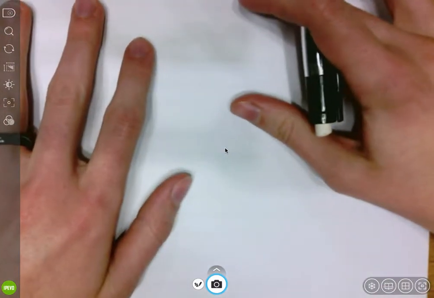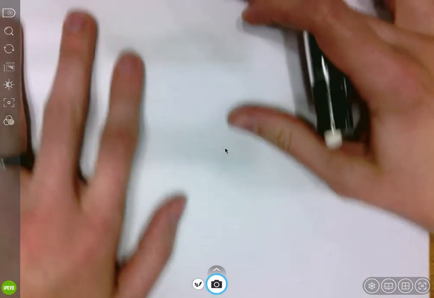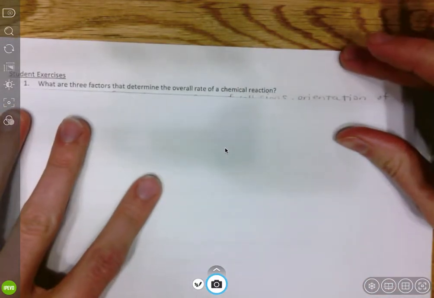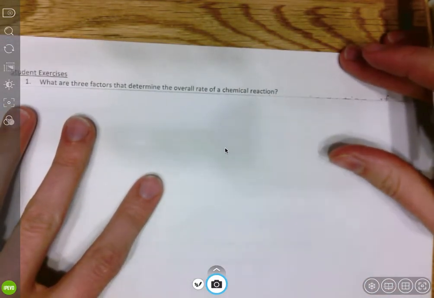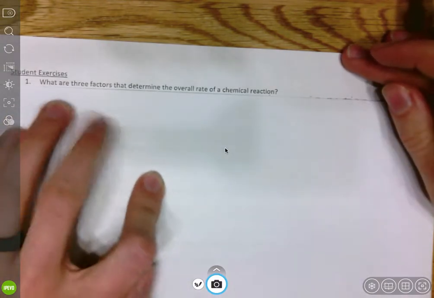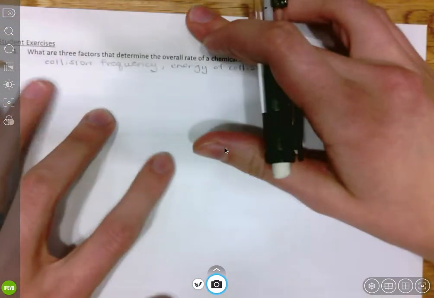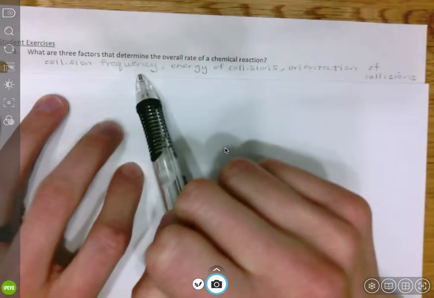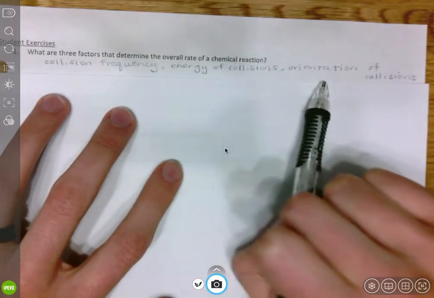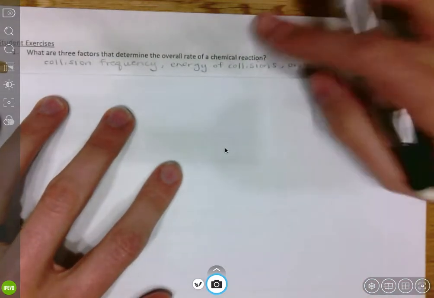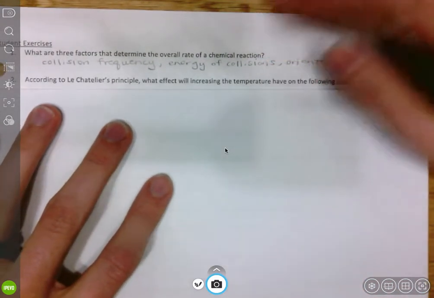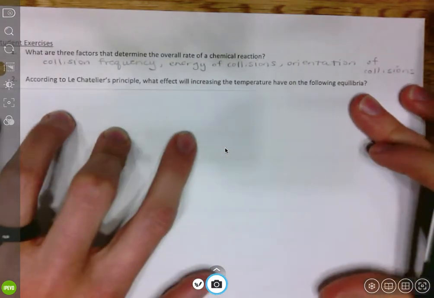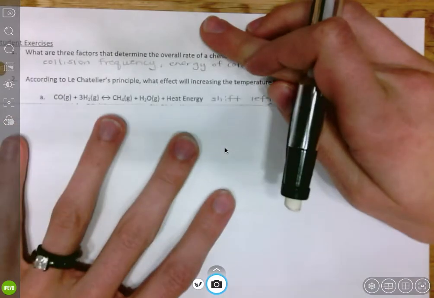Our last page is a bunch of student exercises, so let's go through those pretty quickly. What are the three factors that determine the overall reaction or rate of a chemical reaction? That was on the first page of your chapter handout. So collision frequency, energy of collisions, and orientation of those collisions. According to Le Chatelier's principle, what effect will increasing the temperature have on the following equilibria?